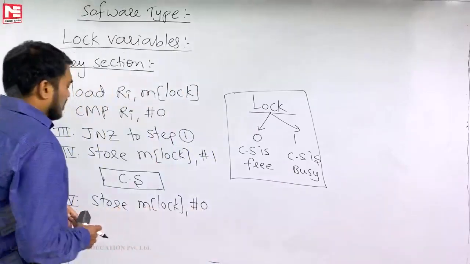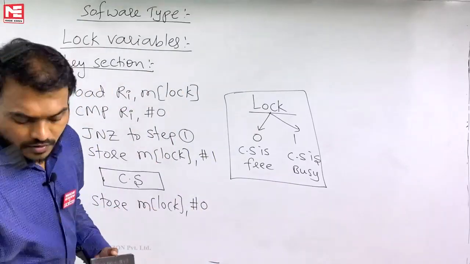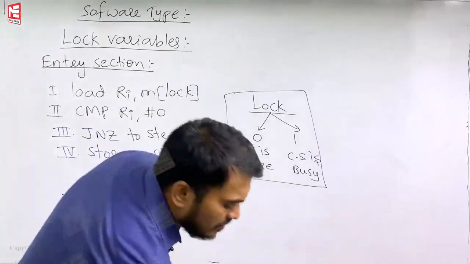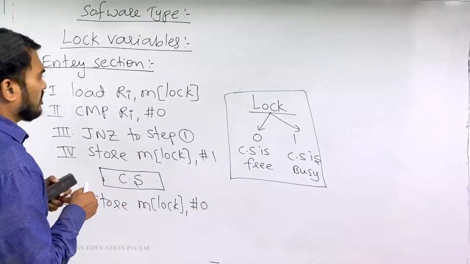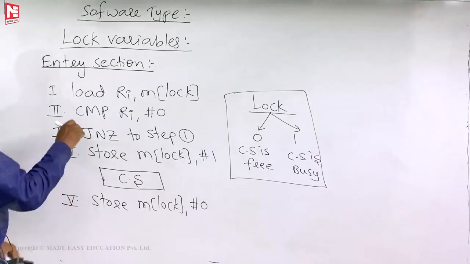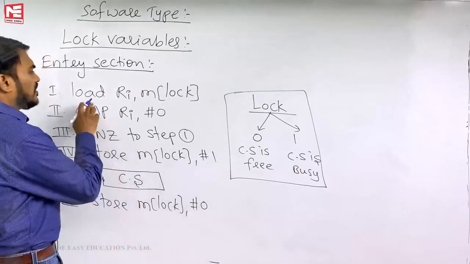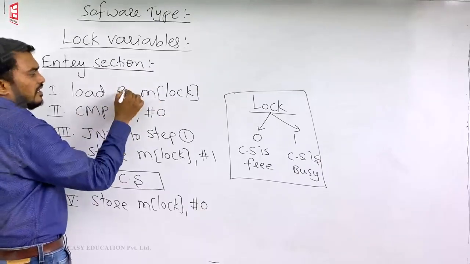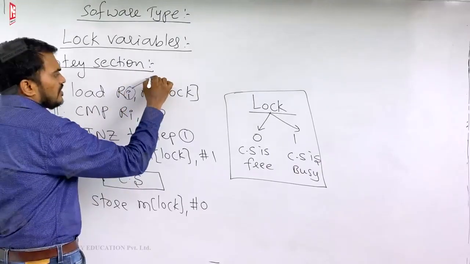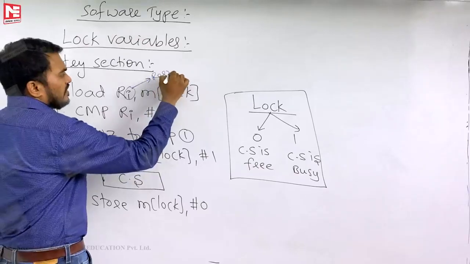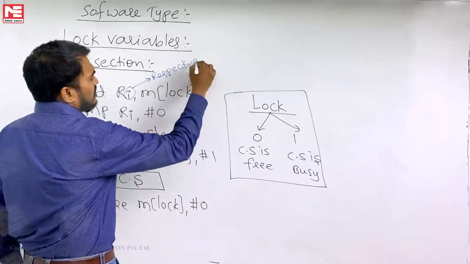And next, I'll go to the code here. If you have any doubts, please make running notes, if you want to write in between. Now understand here, the first instruction: load the value of lock into register Ri. Here, I means the respective process register.